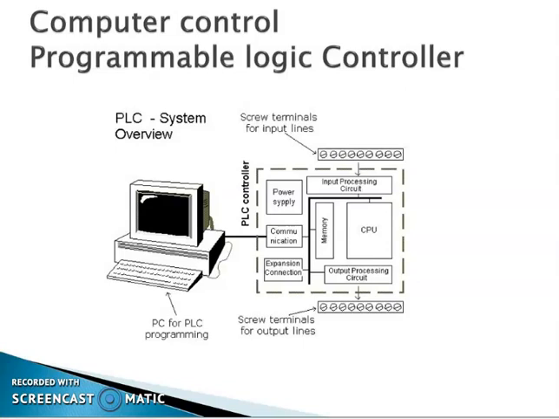Different operations performed by the computer control system. First one, workstation control. In a fully automated FMS, the individual processing or assembly stations are generally operated under some form of computer control. For a machining system, the CNC is used to control the individual machine tool. Then distribution of control instructions to the workstations.